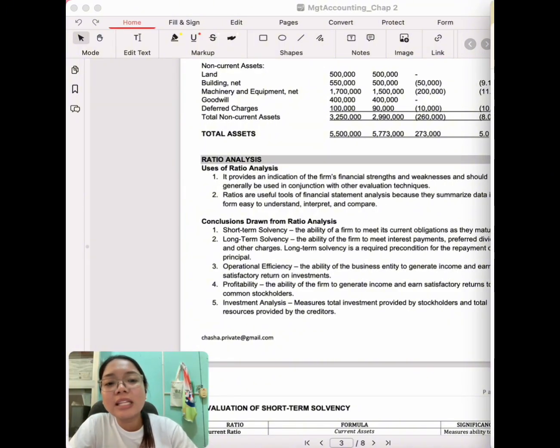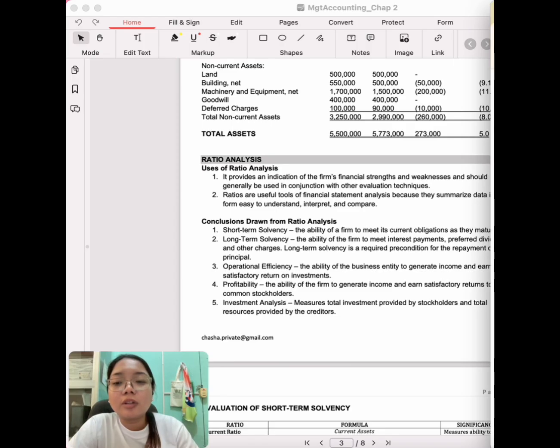So, dito sa module natin, ini-emphasize na yung ratios are useful because they summarize financial data in a form that is easier to understand, interpret, and compare. However, yung ratios should generally be used together with other evaluation techniques. So, meron tayong 5 major areas sa ratio analysis. Ito, yung ating mga solvency, efficiency, profitability, and investment analysis.